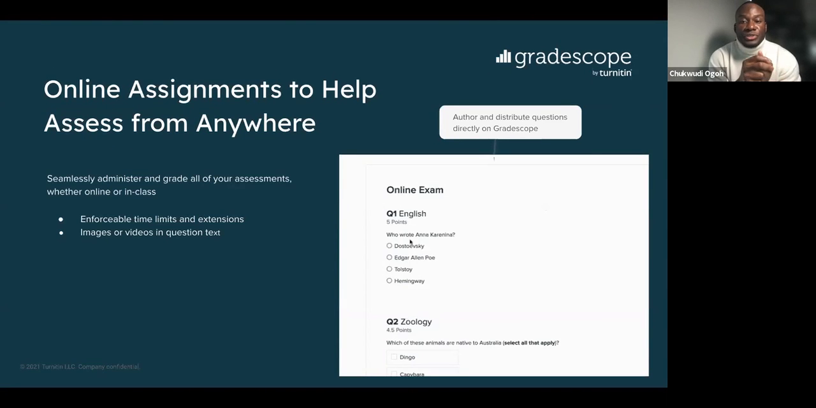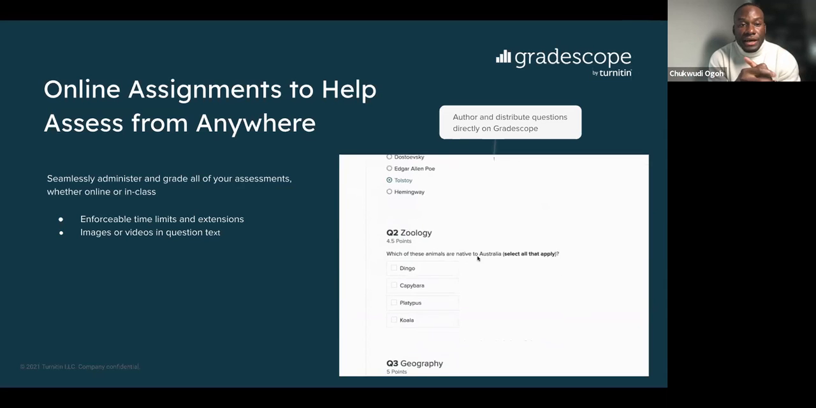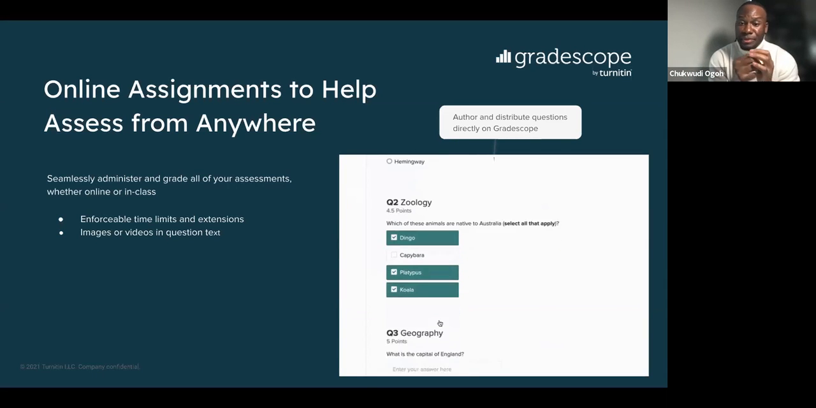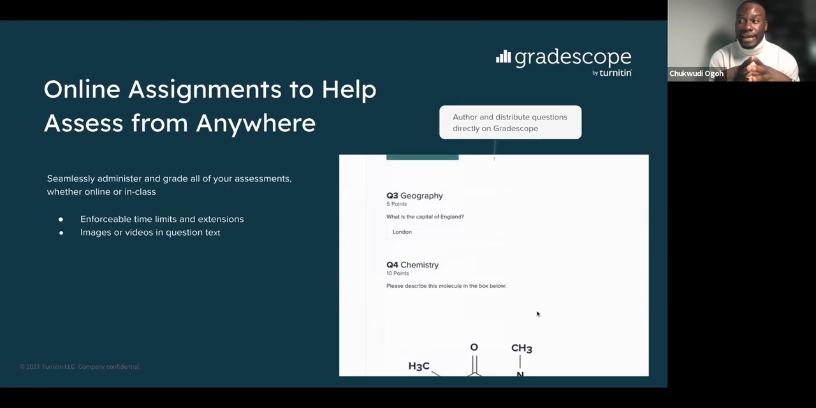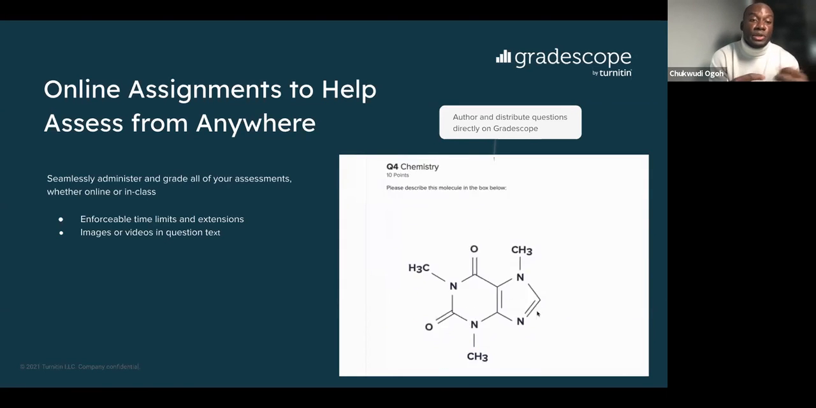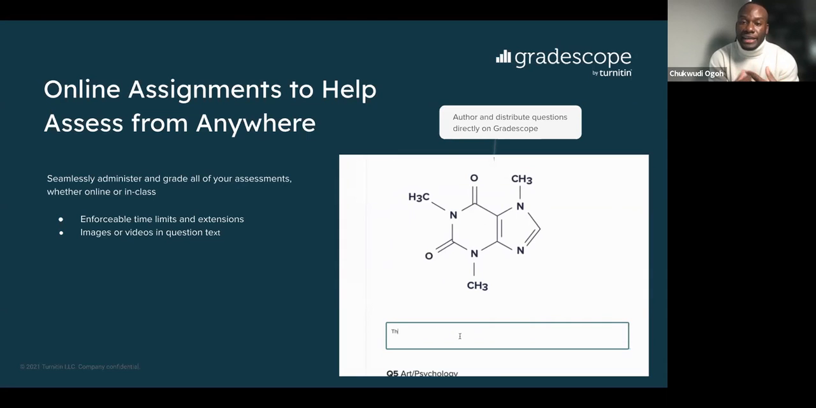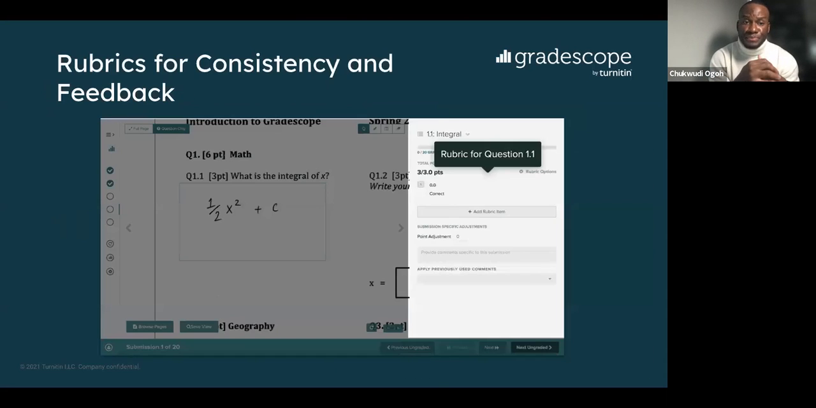You can also do your typical online assessment, which students can access from anywhere. You can do the basic things of enforcing your time limits, as well as supporting students in assessments that involve image uploads or videos in question text. So that's a visual for you over there.